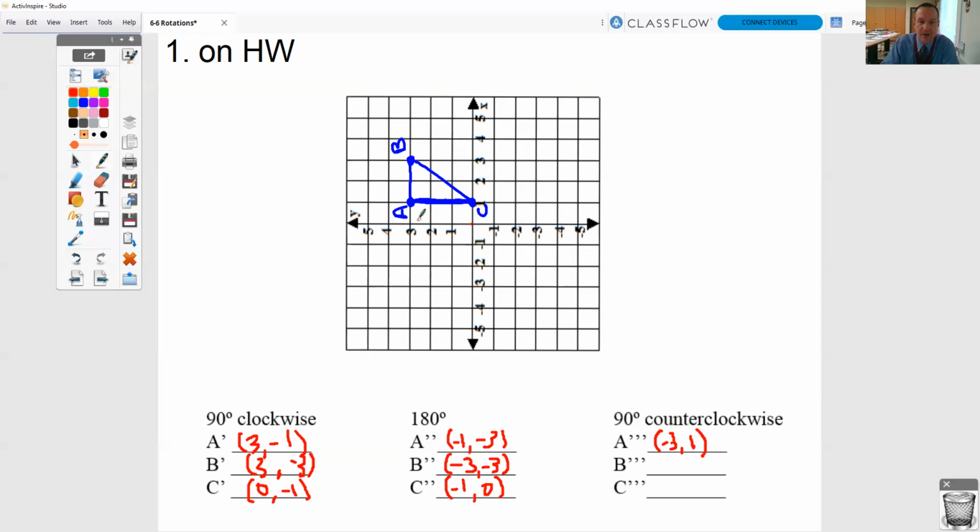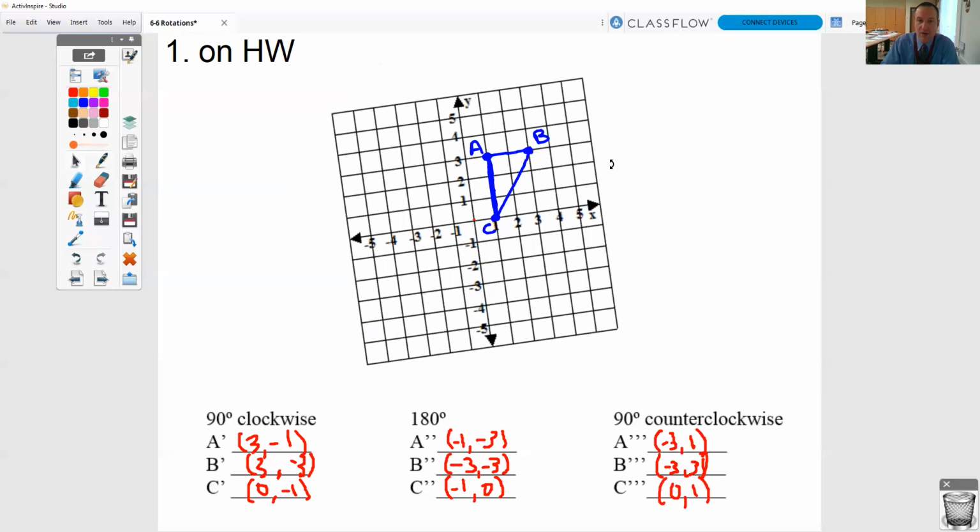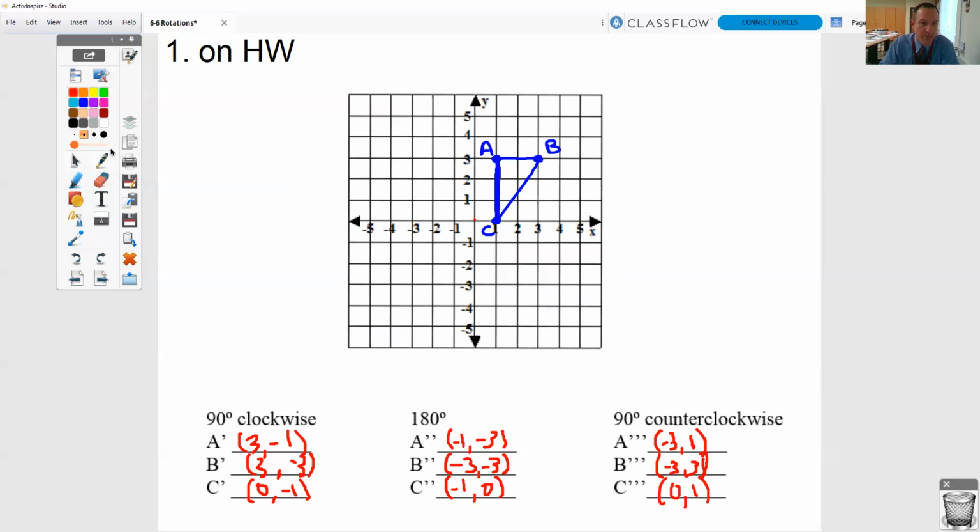Where's B at? Starting in the middle, over to 3, up to 3. It's not over to 3, up to 3. It's over to -3, because anytime we go over to the left is always negative. And then C, over 0, up to 1. That one happens to be correct. All right. Over 0, up to 1. So now that you have your 9 coordinates, you're going to turn your paper back to normal, and you're going to graph these points, and it should form that pinwheel type effect.